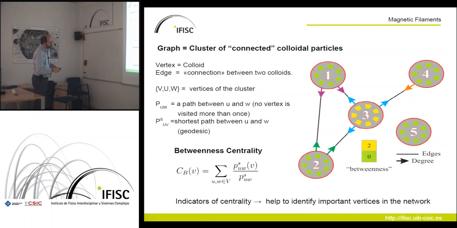In order to answer these questions, we have measured the betweenness centrality, which I guess many of you know. When you have two nodes, two vertices of the cluster, let's call them U and W, you measure the number of minimal paths, the geodesics, that go from one to the other passing through another vertex, which you call D, and you do this simple calculation. For instance, in this case we could measure how many minimal paths pass between 2 and 4 around the 3, and you would get a betweenness of 2. And as many of you know, the indicators of centrality help us to identify the important vertices in the network.